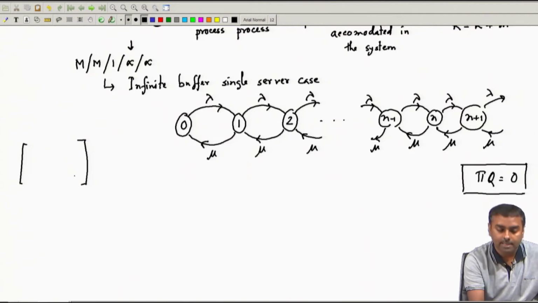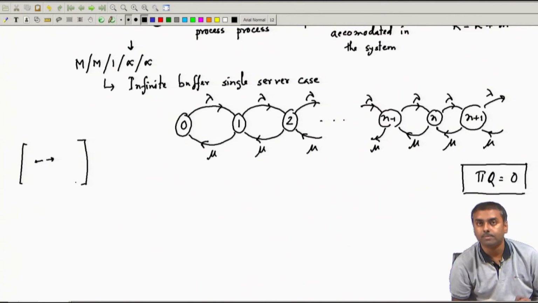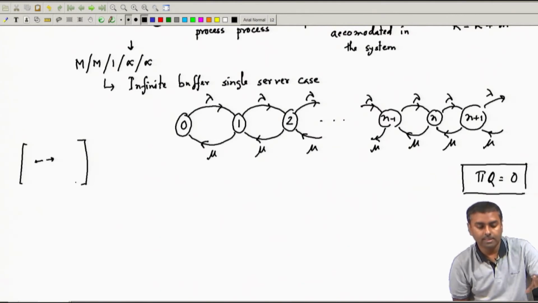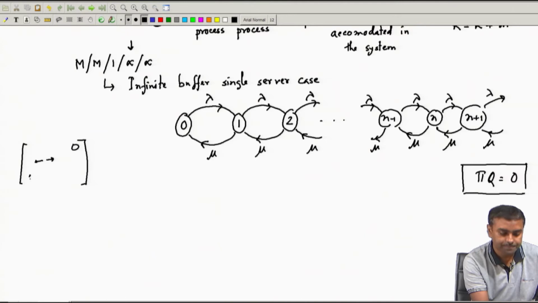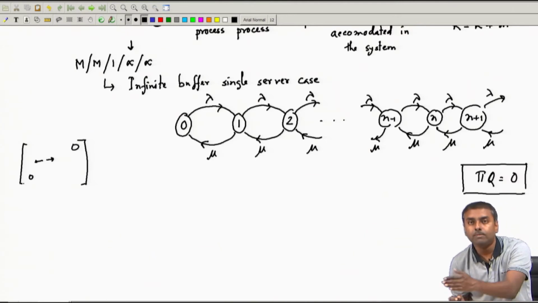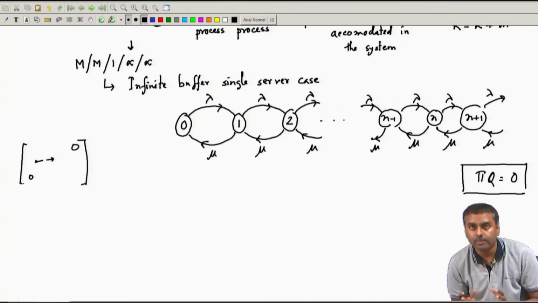Forget about the diagonal term, you put the off diagonal terms: one side will be all lambda, one side will be all mu, and then the diagonal will be minus lambda plus mu. We have already seen that. All the rest of the entries will be 0. And then put down the set of linear equations. This is one way of doing it.